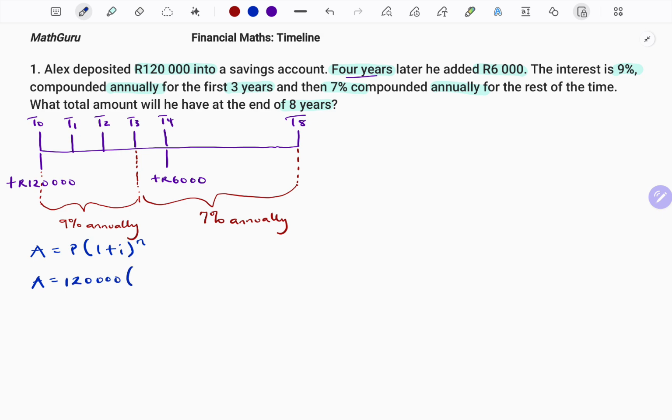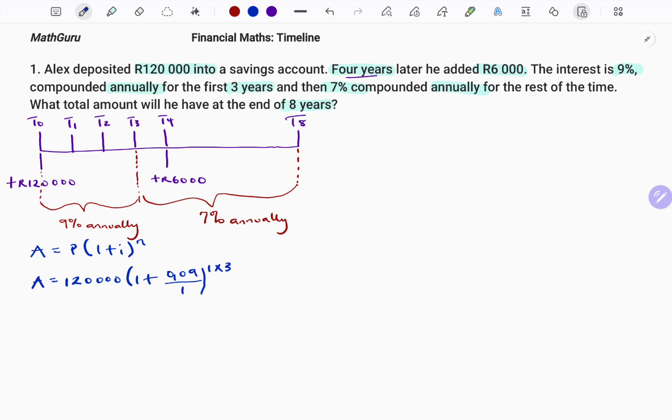120,000 in bracket 1 plus the rate, that's 9%, 9 divided by 100, that's 0.09, and then the number of payments per year, it's compounded annually, so that's divided by 1, close bracket, and then to the power of 1 times the number of years, that's 3 years. What I've done is to represent the first 3 years, whereby the interest is 9%. Now I need to work out the interest, which is 7% for the remaining years. From 3 to 8, that's 5 years.